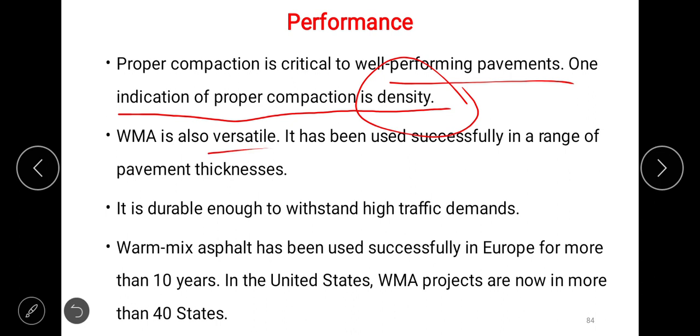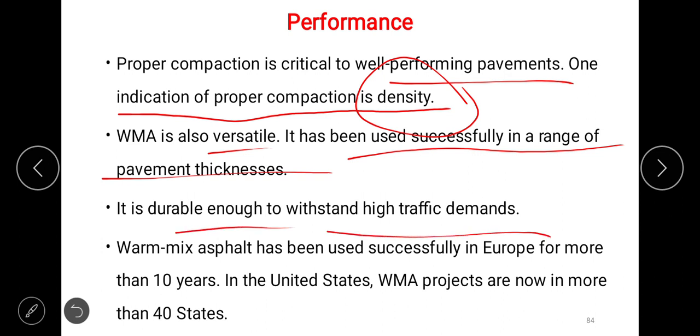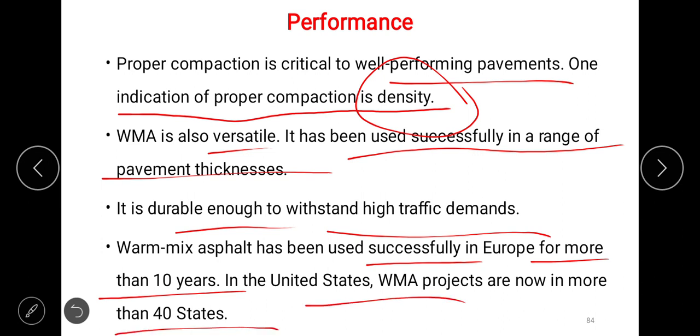WMA is also versatile. It has been used successfully in a range of pavement thicknesses. Different thicknesses may be used. It is durable enough to withstand high traffic demands. Warm mix asphalt has been used successfully in Europe for more than 10 years. In the United States, WMA projects are now in more than 40 states. But in India, it is just at the beginning stage.